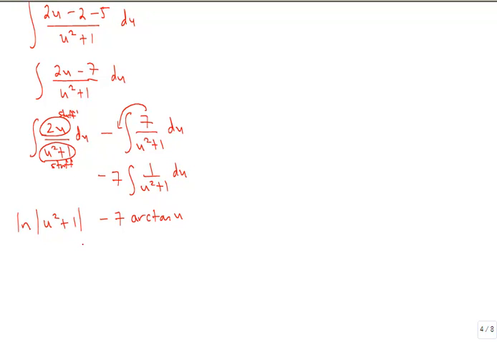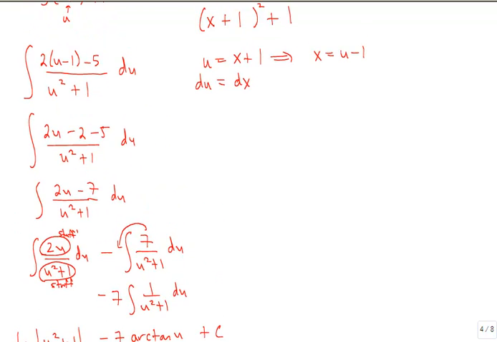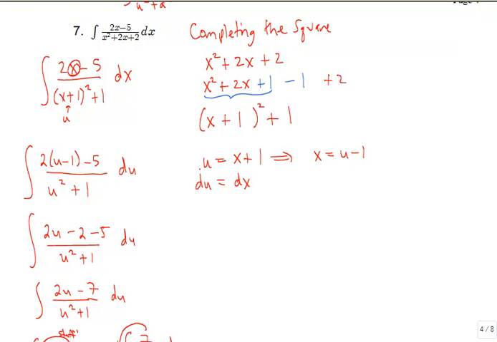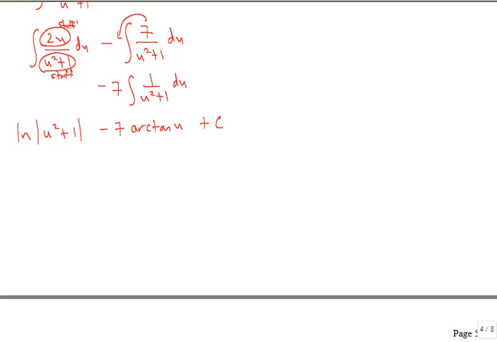And there's no bounds on this, so I'm going to put in a plus c, but I'm not quite done yet because this is still in terms of u. So what I need to do to finish it is go back up here and remember what u was equal to. It was x plus 1. So we're going to substitute in an x plus 1 right here and an x plus 1 in parentheses right here.